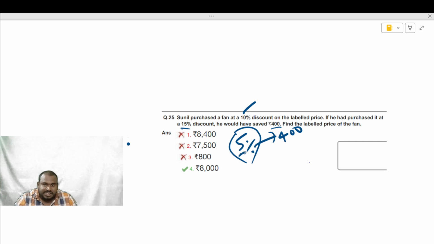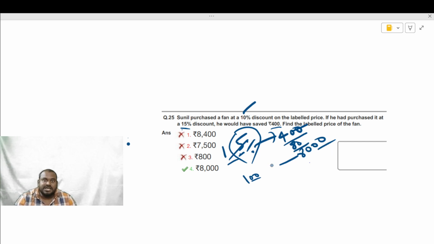So if 5% is 400, he is asking what is the 100%. 5% is 400. What is 1%? 1% is 80. If 1% is 80, 100% is 8,000. 1% is 80, 100% is just multiplying both sides by 100, that is two zeros.